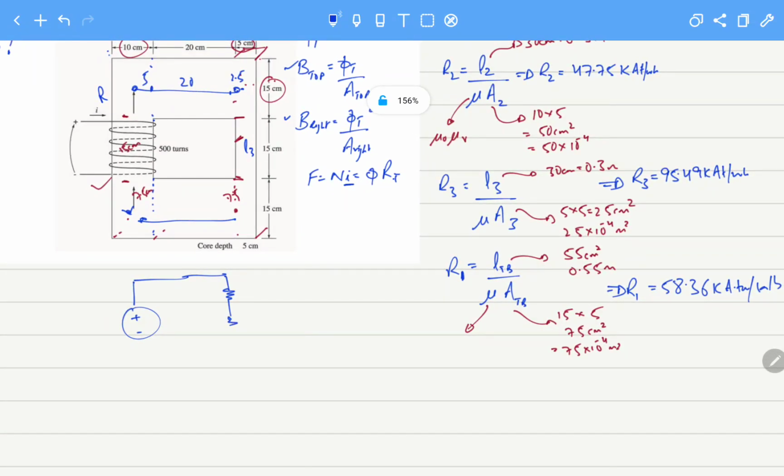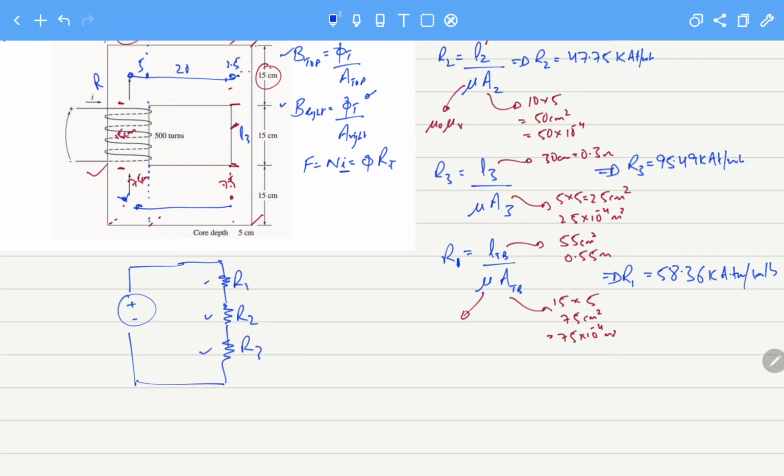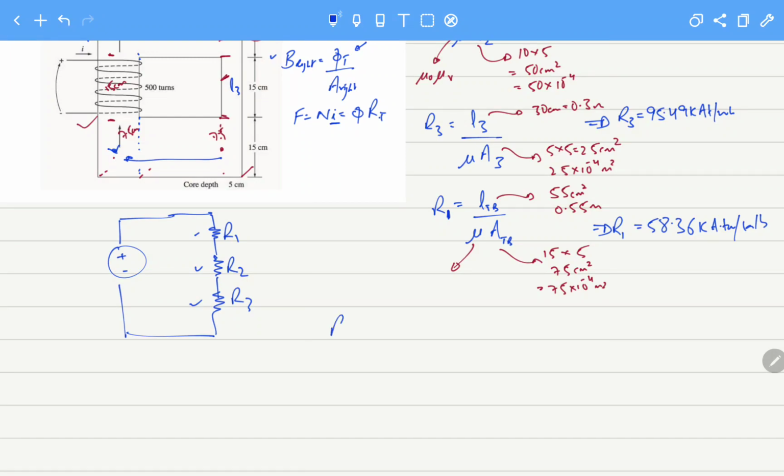So this was actually our magnetic circuit. Here R1, R2, R3 we have calculated. R1 is the combined reluctance of top and bottom. So the total reluctance will be calculated by adding R1, R2 and R3. And the value of total reluctance will then come to be 201.6 kilo ampere turns per Weber. This is the total reluctance.